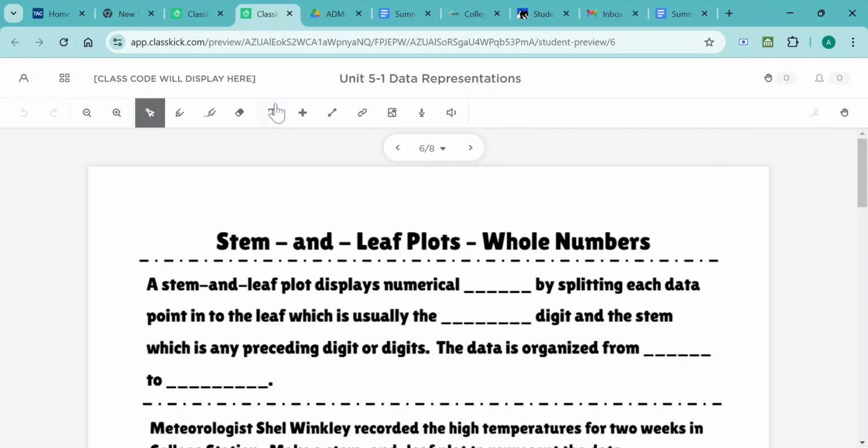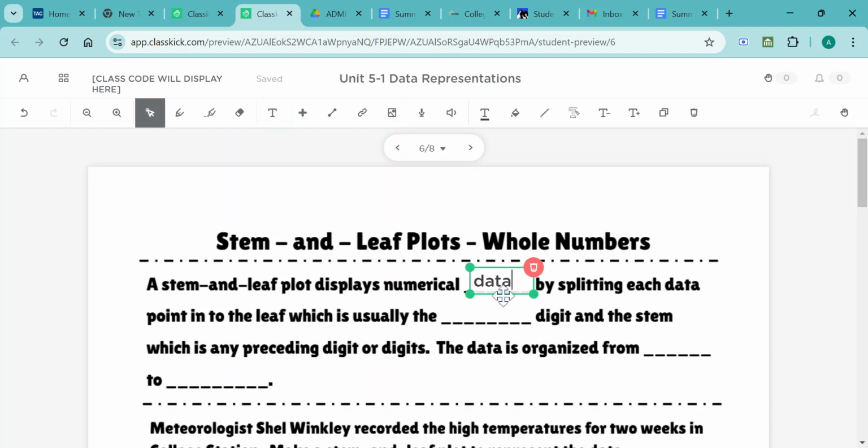So first, we need to know what a stem and leaf plot is. Some of you may have done stem and leaf plots in fourth grade. If you had, awesome. We'll review what they are real quick, and then we'll answer some questions about them. We'll actually make a couple of our own as well. So first, a stem and leaf plot displays numerical data. That just means numbers. It shows numerical data.